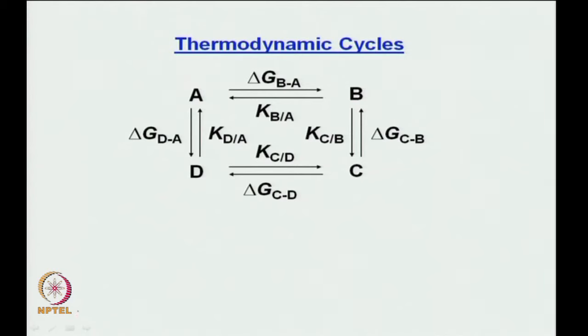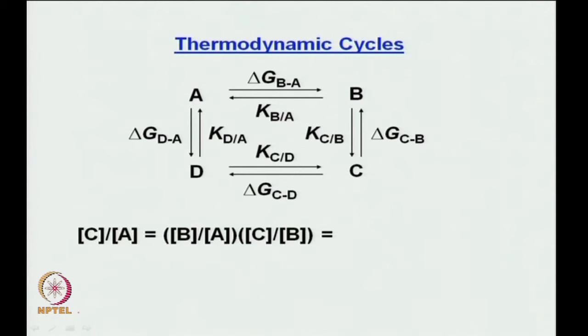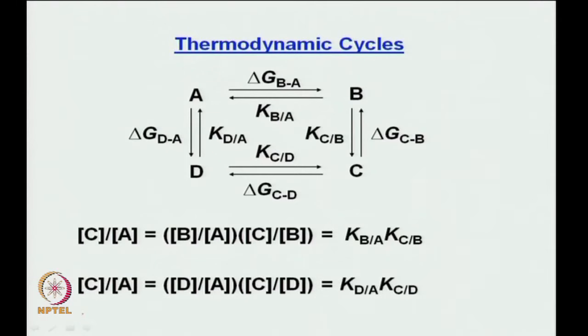So, if I have it like this, since everything is in equilibrium, concentration of C over concentration of A can be written as concentration of B over concentration of A times concentration of C over concentration of B. Now, what is concentration of B over concentration of A? This is K BA, and concentration of C over concentration of B is K CB, K being the equilibrium constant. Now, I can also write C by A in terms of D. I can write it as concentration of D over concentration of A times concentration of C over concentration of D, which is K of D in equilibrium with A times K of C in equilibrium with D.